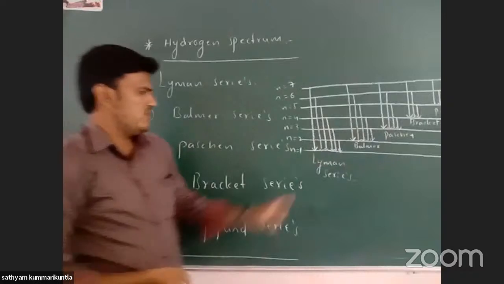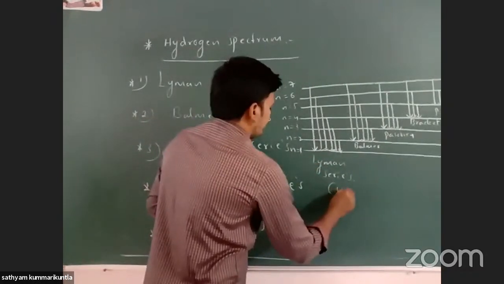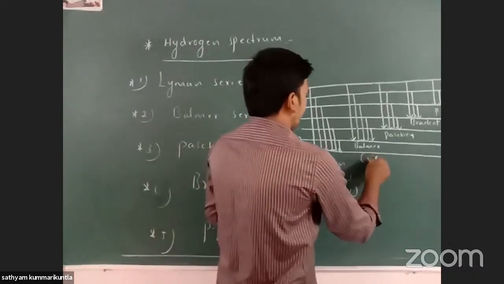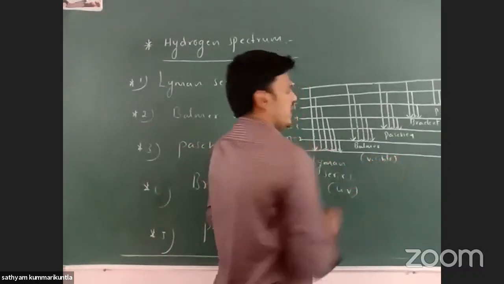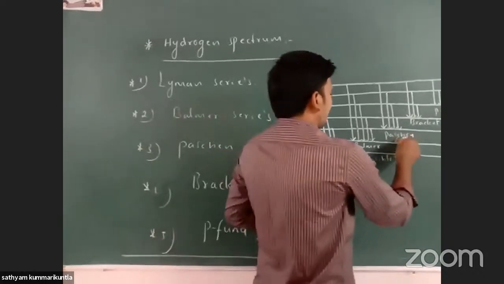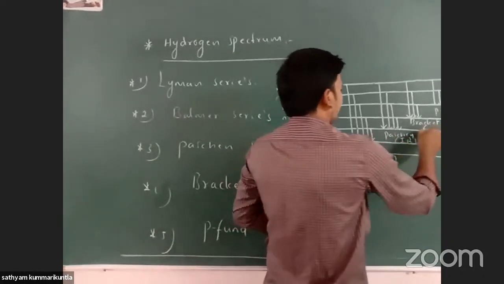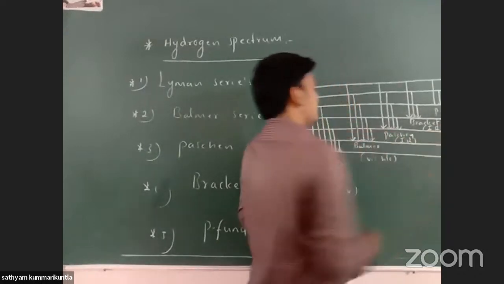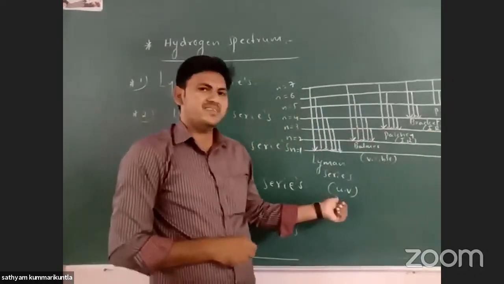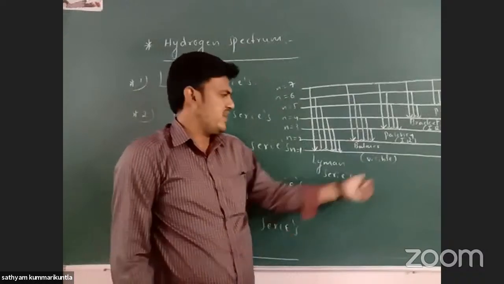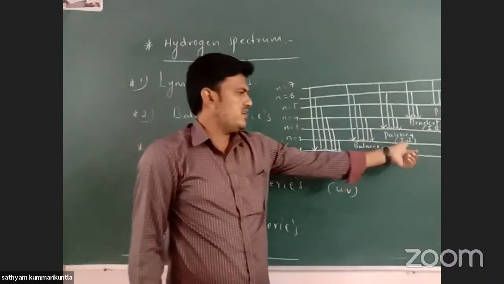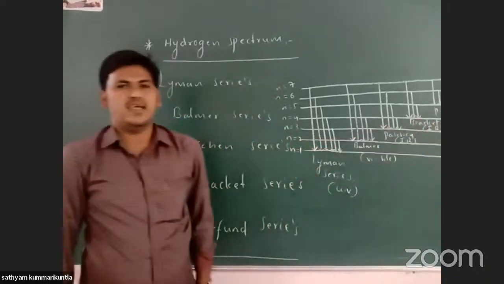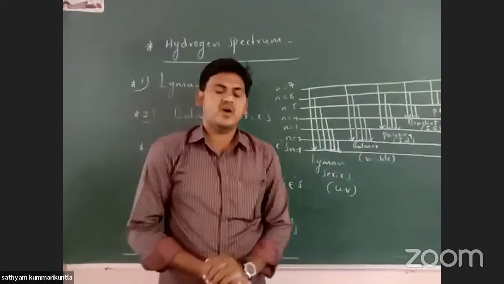Hydrogen spectrum. So Lyman series is in the ultraviolet region, Balmer series is in the visible region. Next, Paschen series, IR region. Then Brackett series, IR region. Then Pfund series, IR region. So Lyman series, ultraviolet UV region. Second one, visible region. Third one, IR region. Fourth one, IR region. Fifth one also IR region. IR means infrared rays.